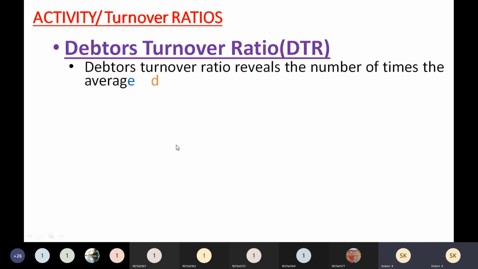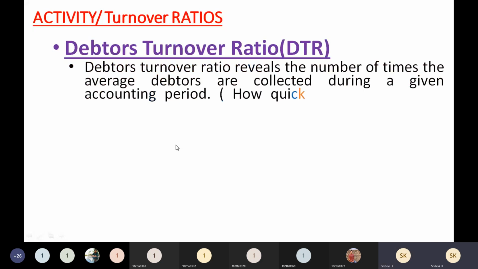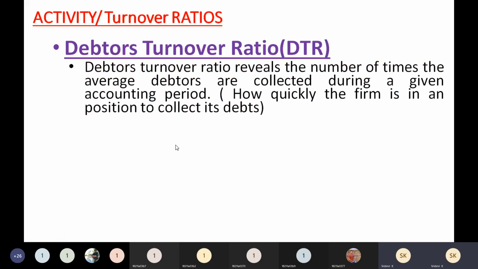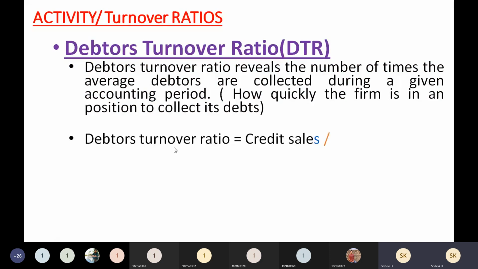As I said, this is going to give you the relationship between the credit sales and the average debtors. Okay, credit sales and average debtors. So the formula is credit sales divided by average debtors. So DTR is equal to credit sales divided by average debtors. This is not R, this is divided by.